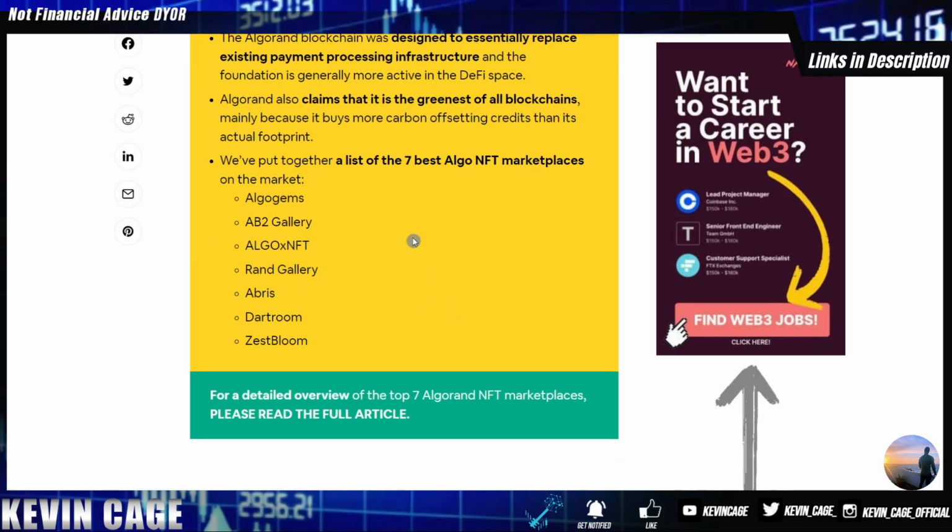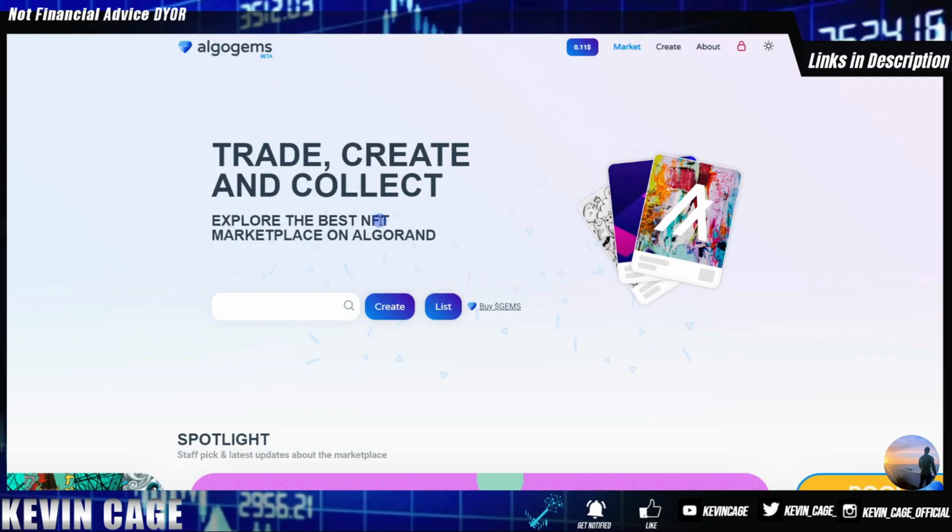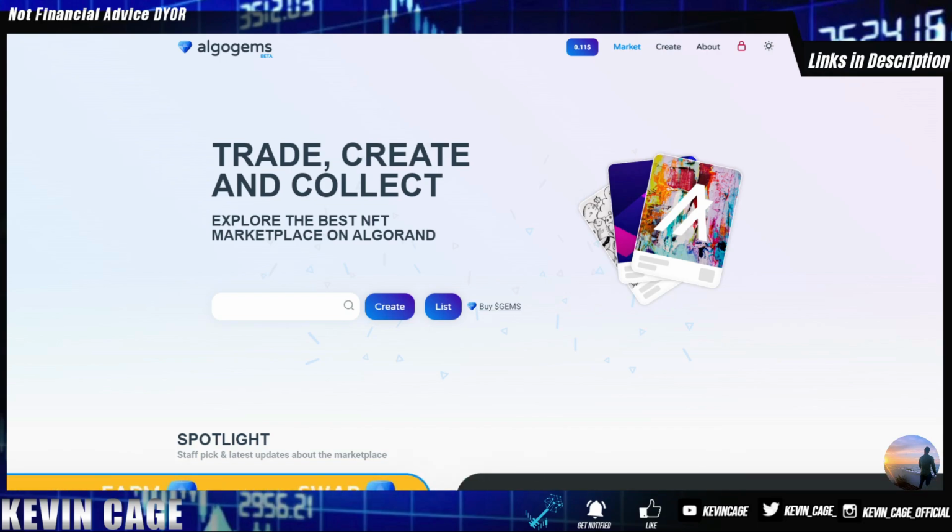And here's a list this month of the 7 best Algorand or Algo NFT marketplaces. We have Algo Gems, AB2 Gallery, Algo X NFT. Let's check out Algo Gems. I did already buy an Algo domain with the Pera wallet, but I have yet to do anything else with NFTs on Algorand yet. So Algo Gems.